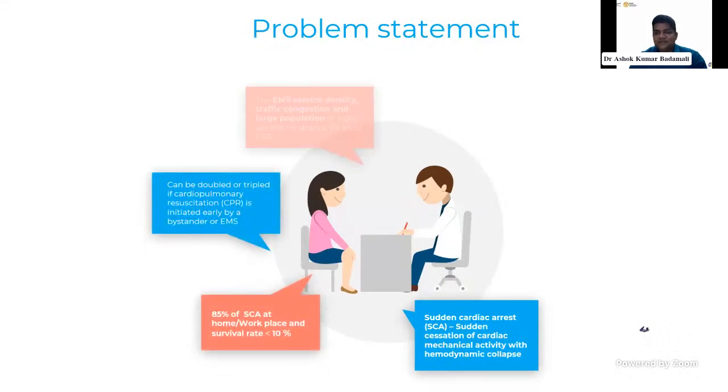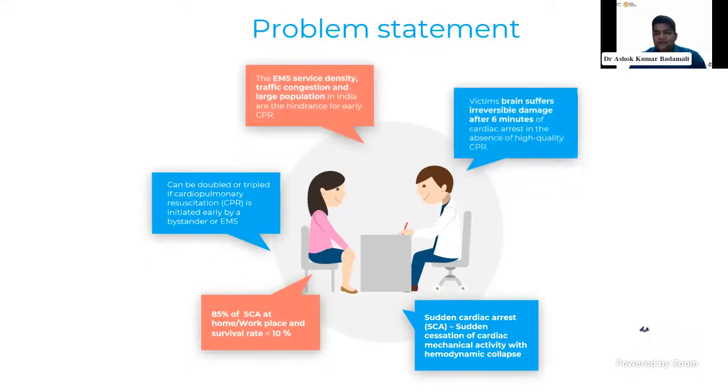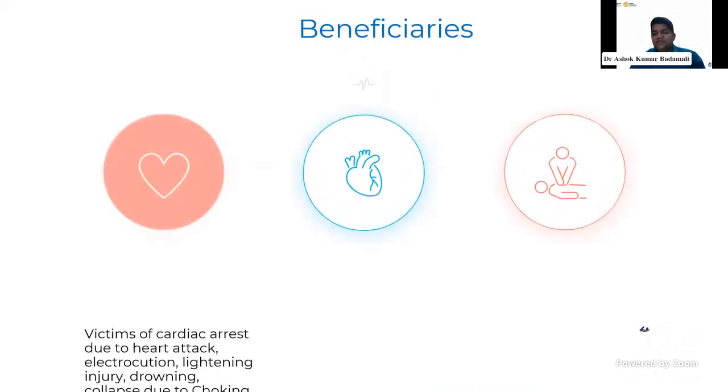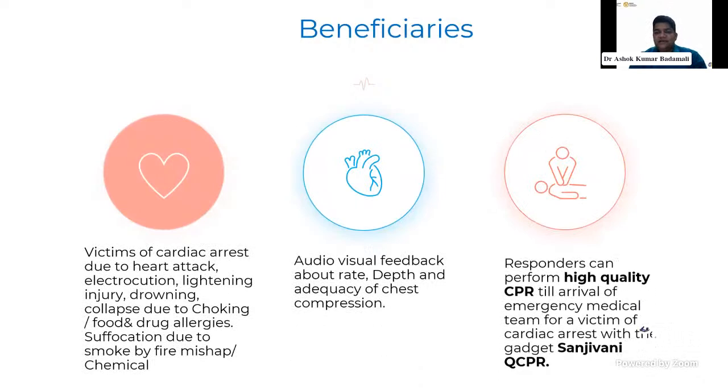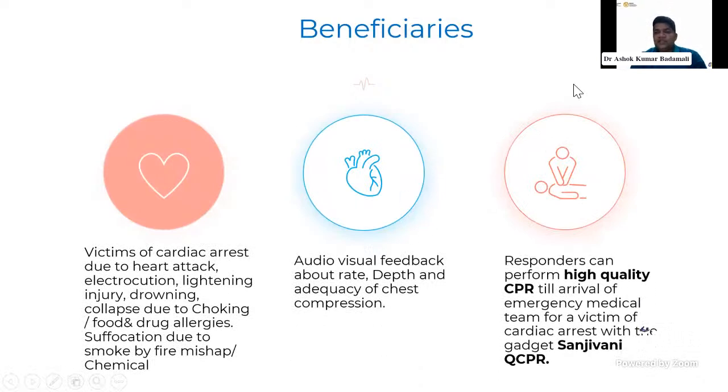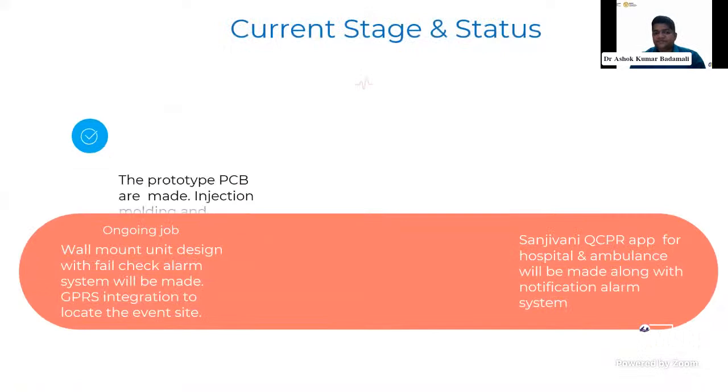Is there anything to help the common man for such things? No. Till 1 year ago, the answer was no. Now we have come up with the solution. Sanjeevani is a handheld gadget with audio-visual feedback in regional Indian languages. The feedback is about the rate, depth, and recoil adequacy to guide the performer, so that at the event site, before the arrival of the emergency healthcare team, the common man can give effective chest compression.